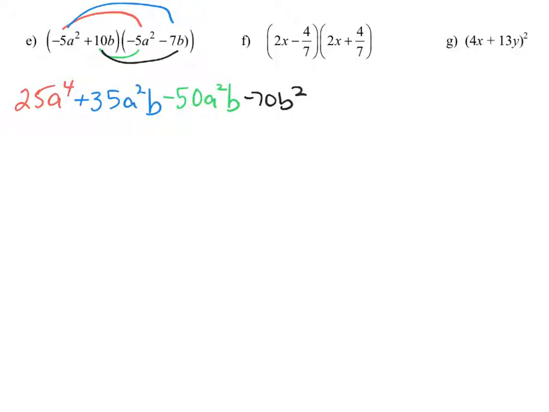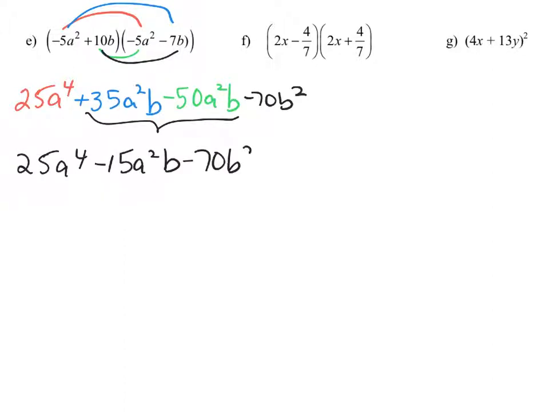When we combine like terms, the middle two terms are like terms, so we can write our final answer as 25a to the fourth, 35a squared b minus 50a squared b. Those are like terms. And when you combine, you get negative 15a squared b, minus 70b squared. So that's our final answer, 25a to the fourth minus 15a squared b minus 70b squared.